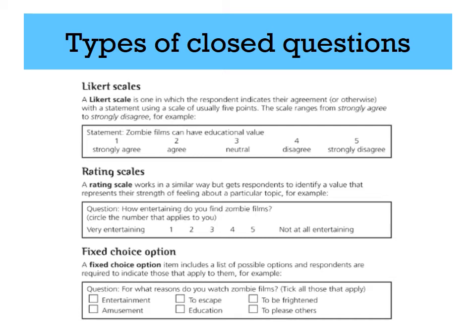And lastly, there are fixed choice options. So this is where there is a list of possible options and respondents are required to indicate those that apply to them. So for example, for what reasons do you watch zombie films? And then you have to tick the ones that apply. The problem with that is there is a chance that you are watching zombie films for another reason that isn't on there.